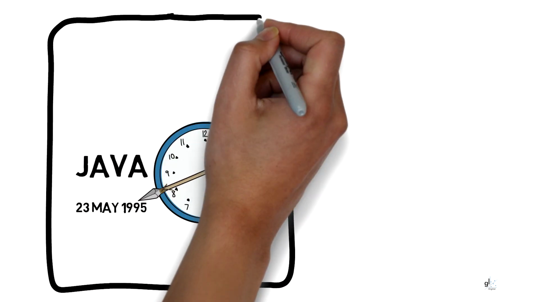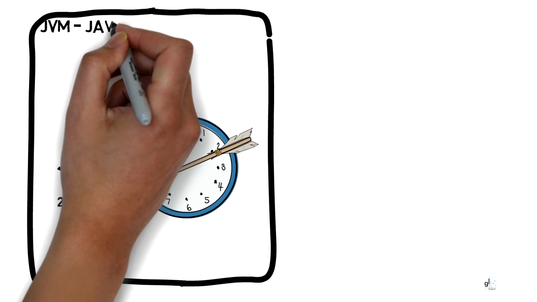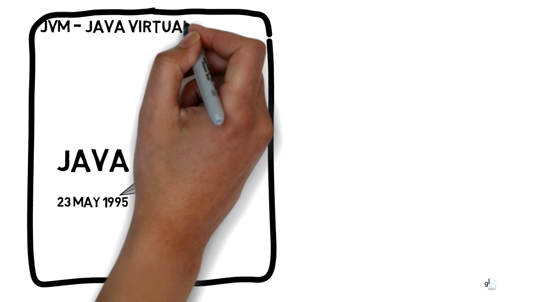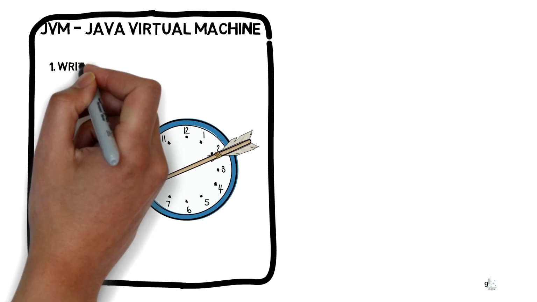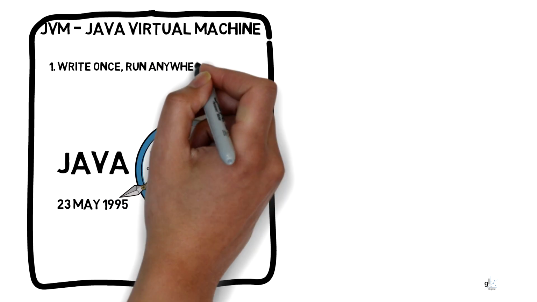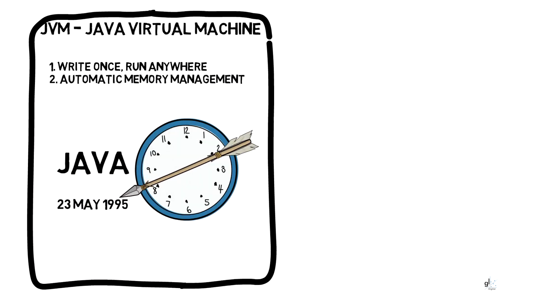Compiled Java code ran within its own environment called the JVM. JVM stands for Java Virtual Machine. In 1995, the JVM introduced two revolutionary concepts that have since become standard for modern software development: write once, run anywhere, and automatic memory management.